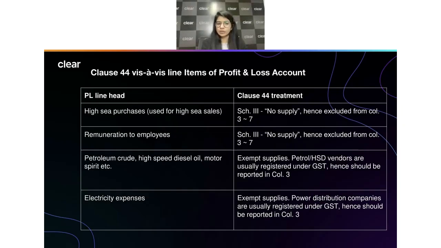Then the question was about the high seas sales, because it's covered under Schedule 3. So let's see some of the items and maybe you can answer. These are some of the items which are part of your PL account, and maybe you can tell me whether it will form part of clause 44 or not, and if yes, then where exactly we have to show that. First is high seas sales. Should it be part of your clause 44 or not?